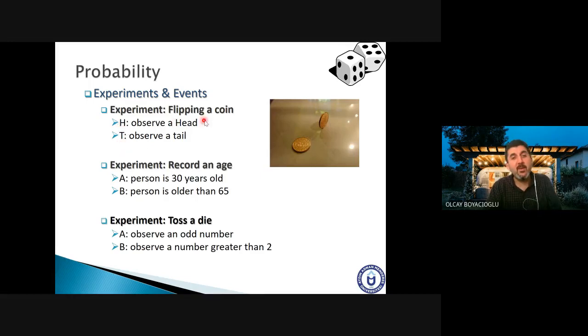However, these are the outcomes. Okay, these are the events at that time. And altogether, this is called the sample space, right? Observing a head and observing a tail. This is our sample space. When you flip a coin, there is no other chance.